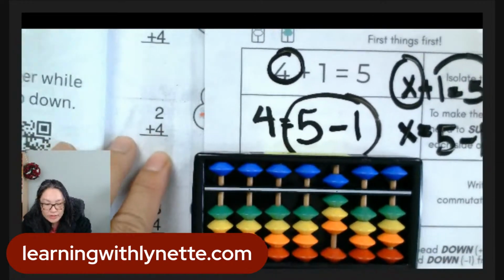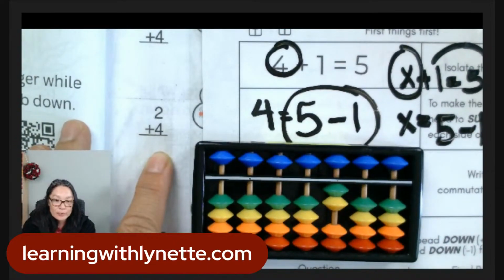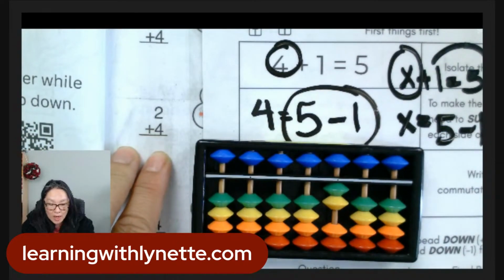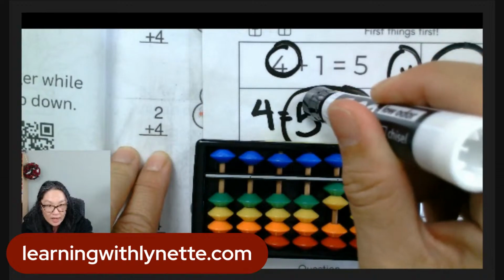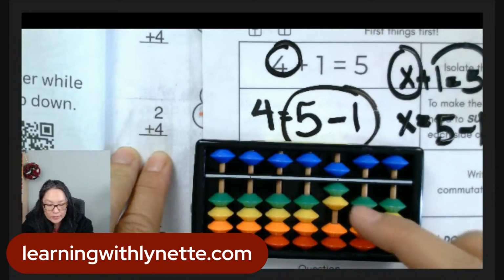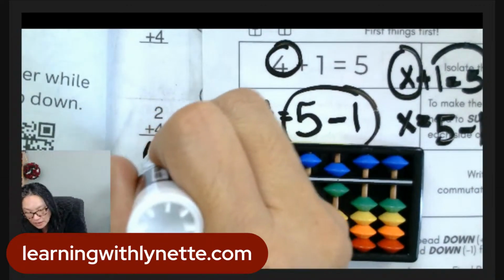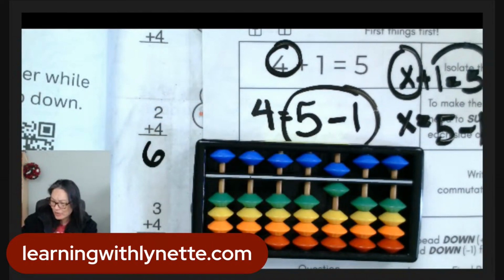So here my question is 2. When I have my question is 2, notice I don't have enough beats to add the 4. Well, what do I do? I know I'm going to plus the 5 and minus the 1. I'm going to plus the 5. I'm going to take away the 1. And so my final answer is 6. When does this ever happen? Why are we doing this? Okay, so let's take it one more step.